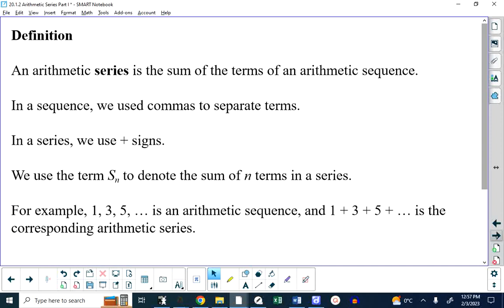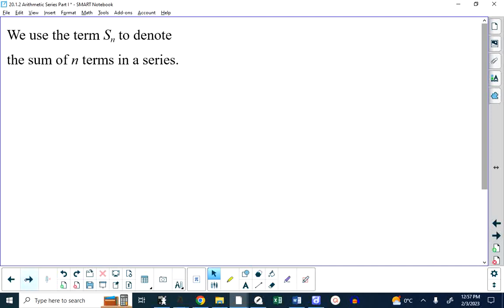So as an illustration, if I gave you 1, 3, 5, etc., you'd say it's arithmetic because there's a common difference, which happens to be 2. And you'd say it's a sequence because it's just a list of numbers. But if I say 1 plus 3 plus 5, it's arithmetic because each term goes up by 2. There's a common difference, but it's called a series.